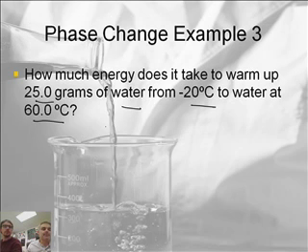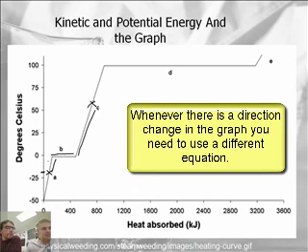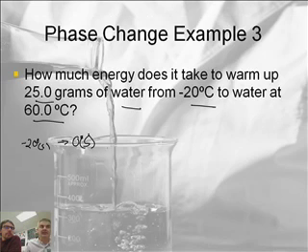This is tricky. When we're doing this problem, what I like to do is map it out. I need to first go from negative 20 degrees as a solid to 0 degrees as a solid. Why stop at 0? Because if you look at my graph, I need to stop whenever I get a change in the direction of the curve. That's a heat up equation, so I'm going to say mc delta T. I'm not going to say the Q because that's what we're solving for.